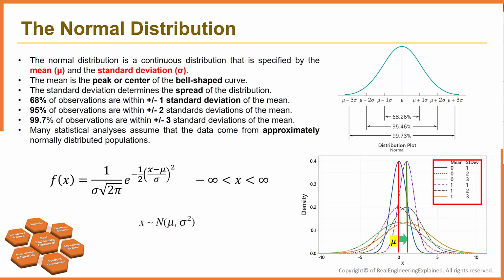When the mean is changed, the peak of the bell-shaped curve will be shifted to the left or right. And when the sigma changes, it will affect the spread of the curve. Look at the mean value of 1 and different sigma values and see how changing the sigma will change the spread of the curve.